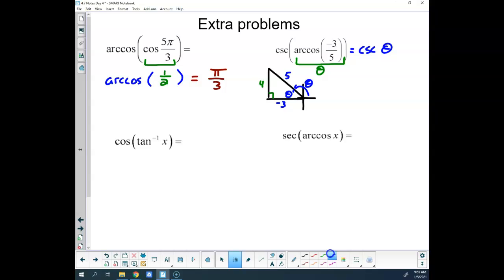So the cosecant is going to be 1 over the sine of theta, and the sine of theta is going to be 4/5. One divided by 4/5 is 5/4. So my answer here is 5/4.